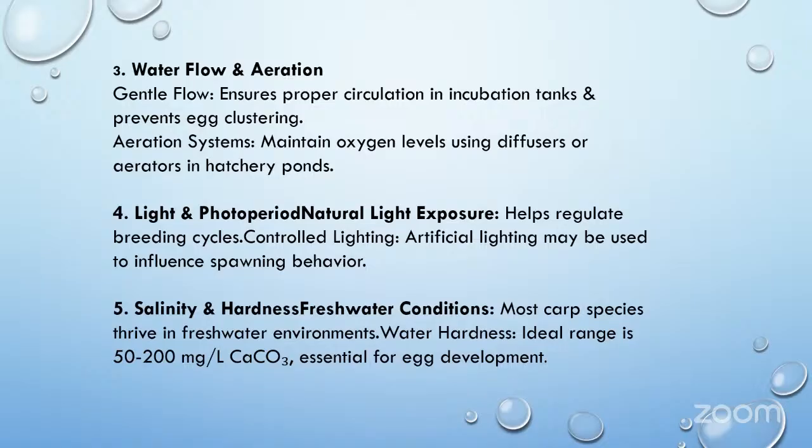Then next, salinity and hardness, and freshwater conditions. Most carp species thrive in freshwater environments. Then water hardness: the ideal range is 50 to 200 mg per liter CaCO3, essential for egg development.